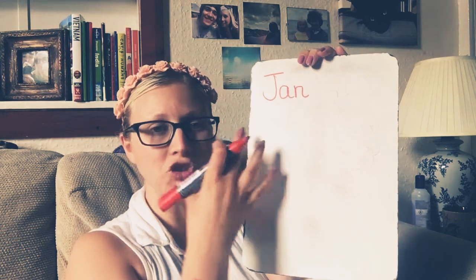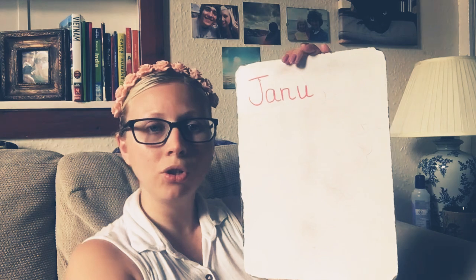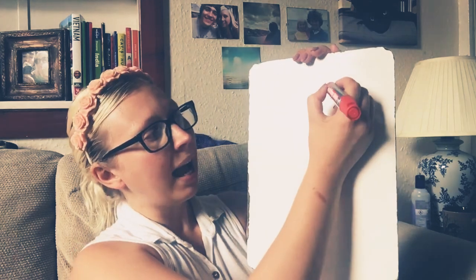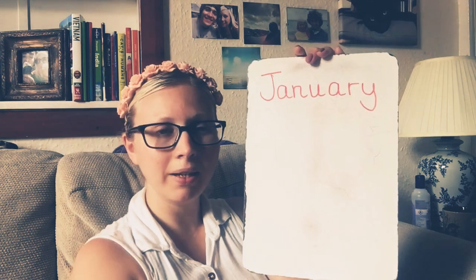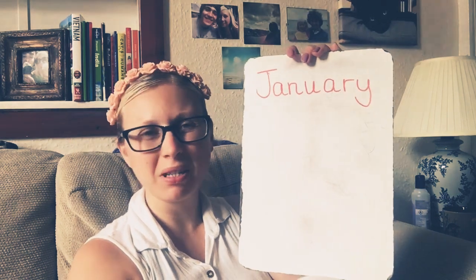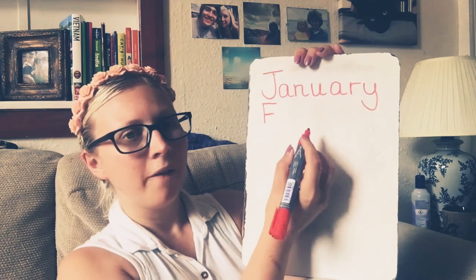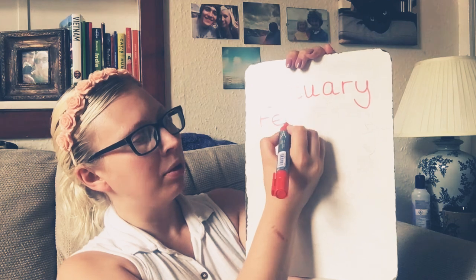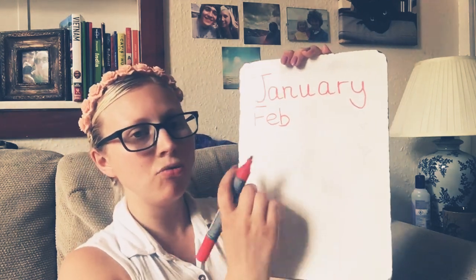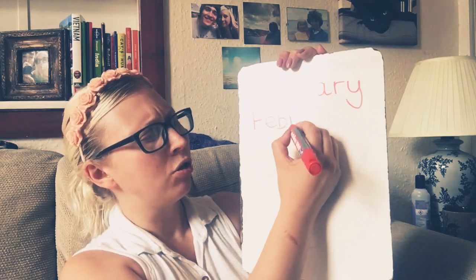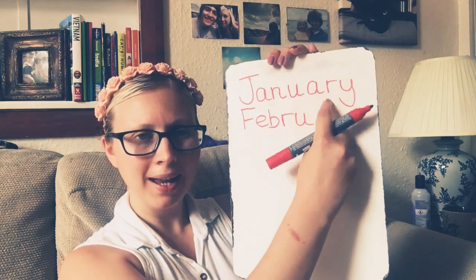I used to have a friend called Jan. Jan, u and a, r, January. Now February was a bit tricky, wasn't it? So we do a capital F. Feb, can you write Feb? Feb. Now instead of oo, we have ru. And then we add ary.